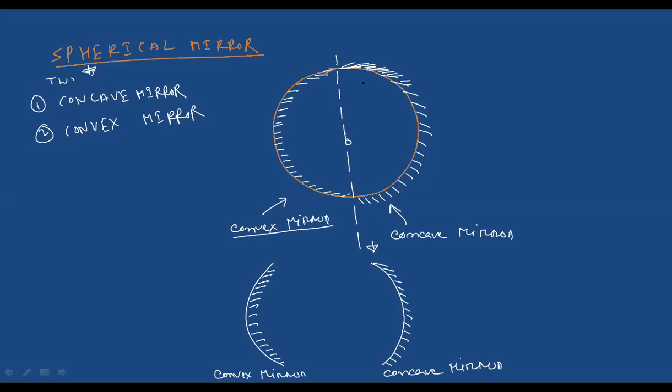Kaushik, now see it. A spherical mirror is a mirror whose reflecting surface is curved or spherical. Two types of mirror are there. One is your concave mirror, another is a convex mirror. Now, this is a concave mirror. So now let me discuss the concave mirror definition. Write down.